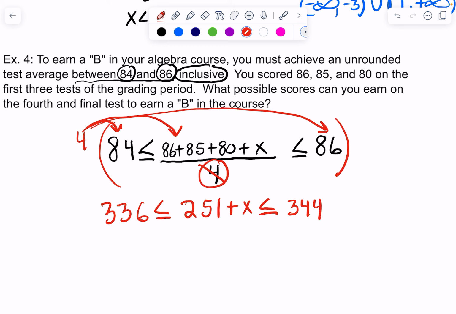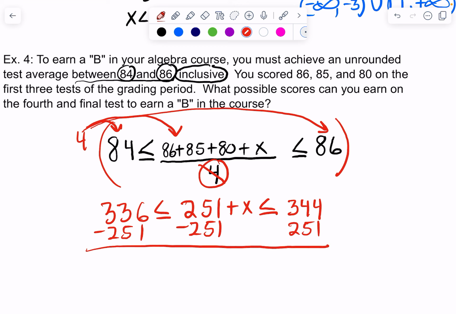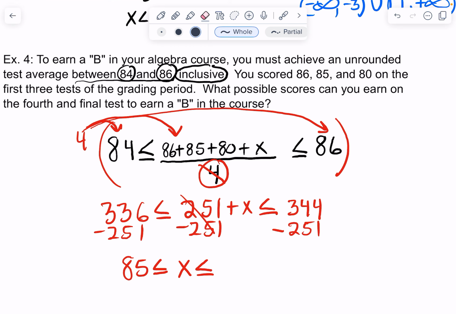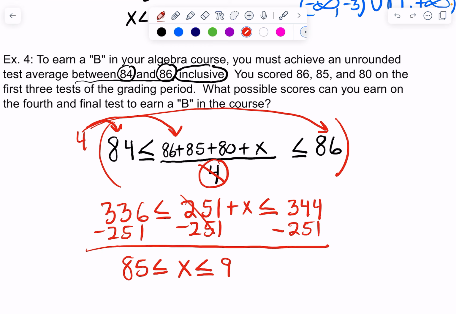344. Now I want to solve for x, so I want to isolate x, so I'm going to subtract 251 to both sides. And 336 minus that 251 gives me an 85. We have the less than or equal to symbol. The 251s cancel. We've got x. We've got a less than or equal to symbol. And 344 minus 251 will give me a 93. Sorry about that. A 93.